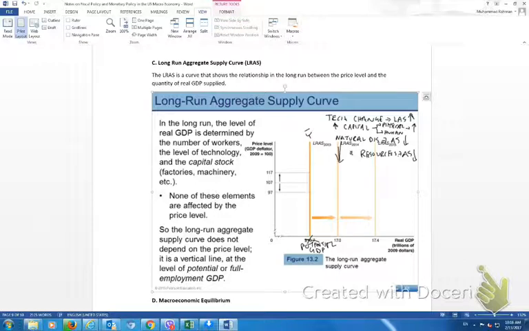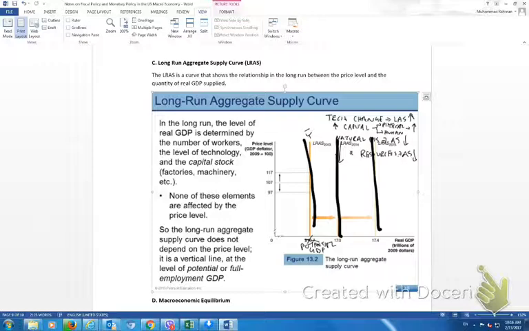So based on that idea, economists argue that in the long run, the total GDP of the economy is basically independent of the price level. What that means is that in the long run, we assume that the supply curve is basically vertical, and that's what you see in the curve, that these are all vertical aggregate supply curves.